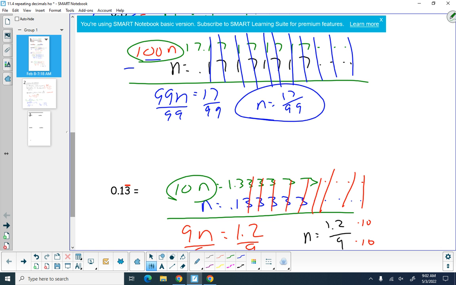Well, what would be a rule of thumb that we can utilize to determine what we are going to multiply both sides by? I want to be able to move my decimal point over. Okay, the number of repeaters you have. The number of repeaters that you have, that's what you can multiply both sides of the equal sign by. So in the first one, I had 1 repeater, multiply both sides by 10, 1 zero. Second one, I had 2 repeaters, multiply both sides by 100, 2 zeros. Third one, I had 0.133, 1 repeater, multiply both sides by 10.